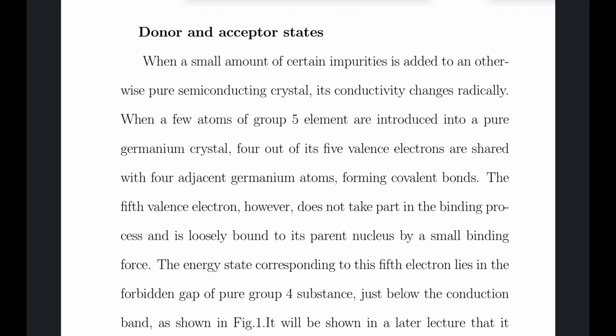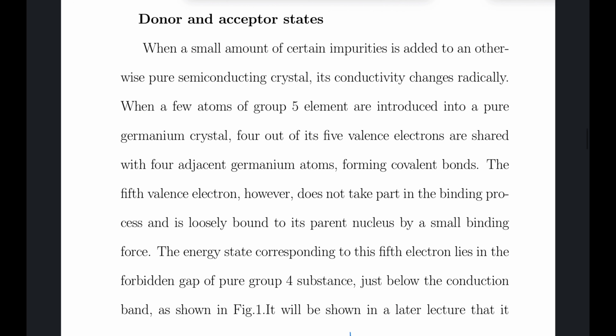ऐसा हम क्यों कहते हैं कि this lies just below the conduction band? ऐसा इसलिए कहते हैं कि 5th इलेक्ट्रॉन जो है ग्रुप 5 इम्प्योरिटी एटम का, वो लूजली बाउंड है पेरेंट न्यूक्लियस के साथ, और थोड़ी एनर्जी मिल जाए, it will become available to carry current in the conduction band. तो थोड़ी सी एनर्जी चाहिए इसको, a small amount of energy, and therefore its energy state lies just below the conduction band of the group 4 substance.